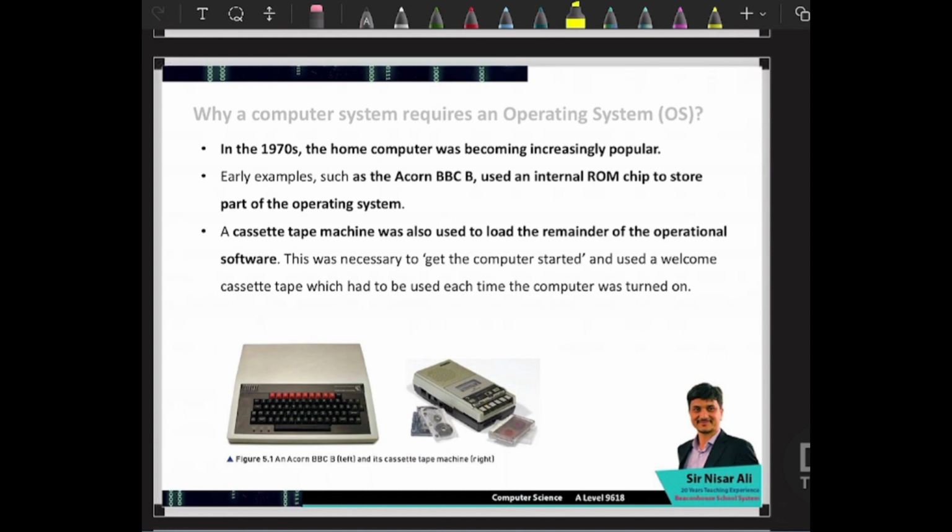Like in the 1970s, the home computer was becoming increasingly popular, such as the Acorn BBC-B, which had an internal ROM chip to store part of the operating system. There was an internal ROM chip which was used to store some part of the operating system.